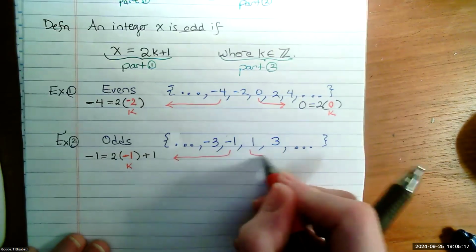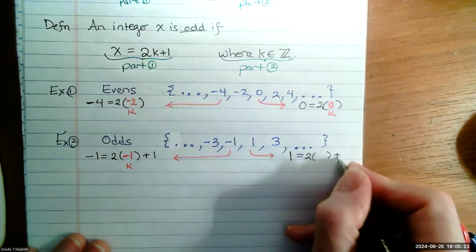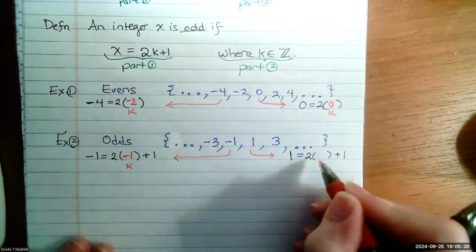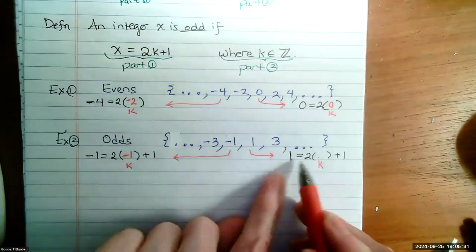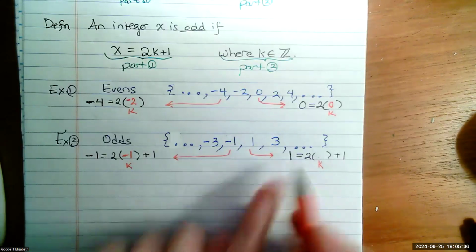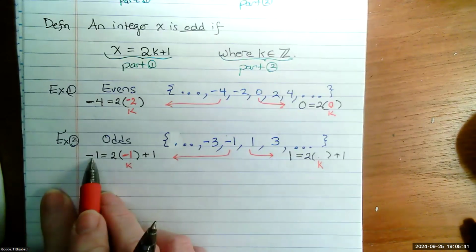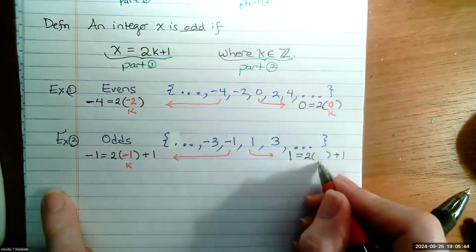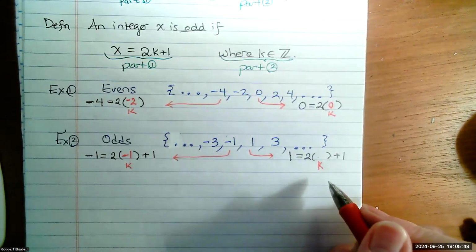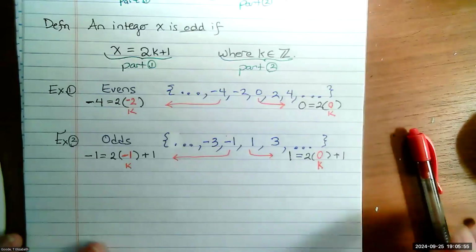We can also prove that 1 is odd by writing 1 is equal to 2 times some integer k plus 1. What would k be here again? Oh, we're looking at +1 now. 1 equals, if we put in -1, 2 times -1 plus 1 was -1. So we need to up k by 1. 0. Yeah, 0 works. 1 is equal to 2 times 0 plus 1.